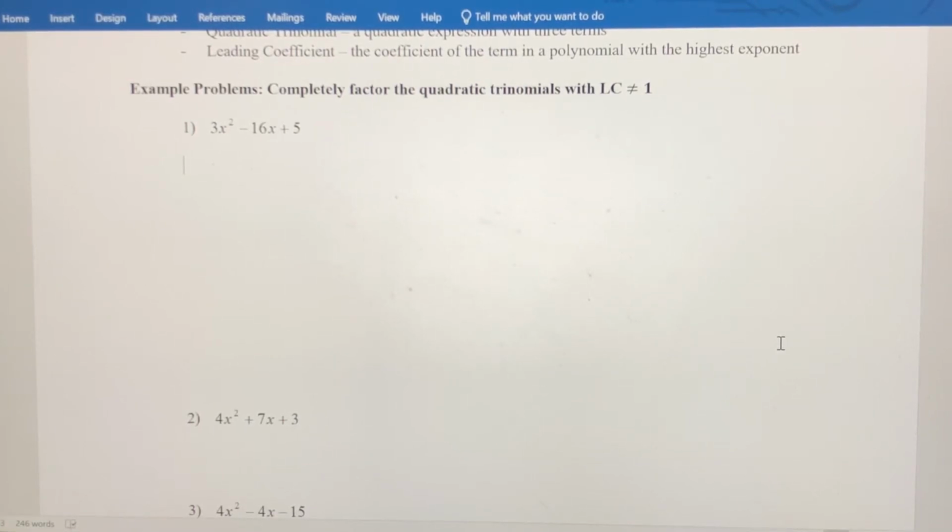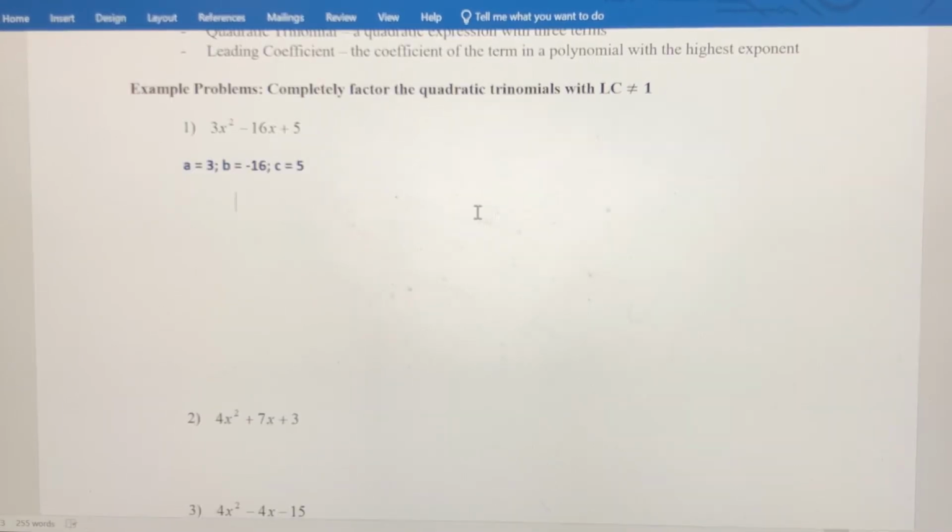Okay, in this video, we're going to factor quadratic trinomials where the leading coefficient is not 1. So you can see in problem 1, it's going to be 3. In problem 2, down here, it's 4. In problem 3, it's 4, and so on. I'm going to do example 1 with you, and then I'm going to do example 3 with you. So we're going to use the AC method.